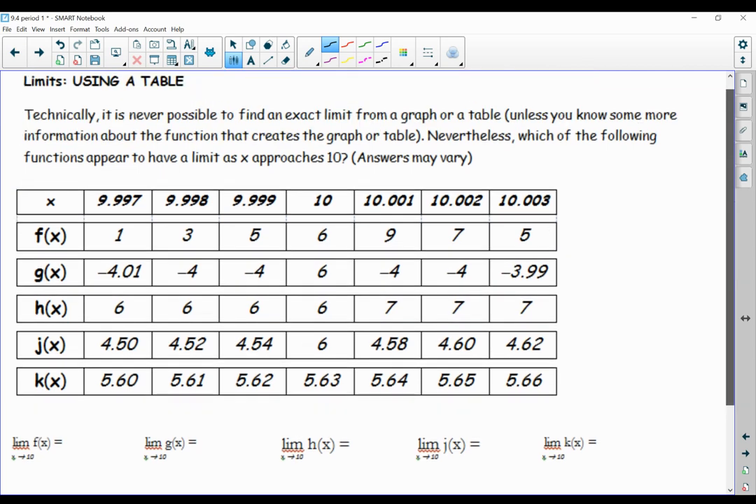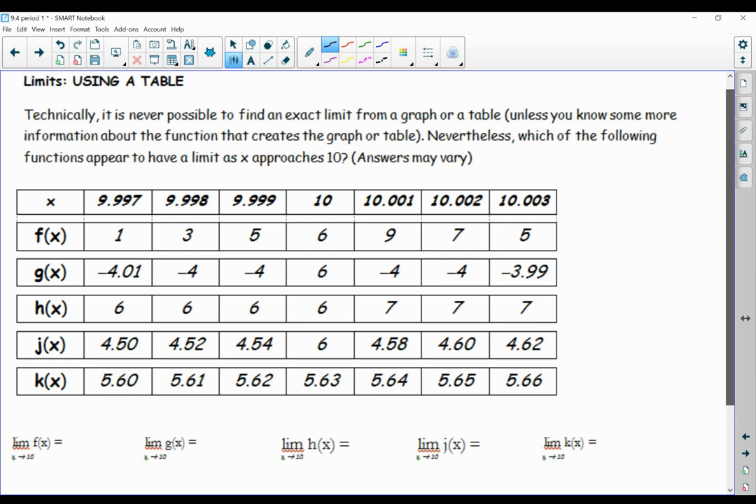Now, numerical. That's going to be anytime we use like a table. Technically, it is never possible to find the exact limit from a graph or table because we can't zoom in close enough unless we know something about what creates that function or table. Like if we had, for instance, an expression or a function, then we could figure out what the limit is based off the graph or the table. But if we don't, then we're just technically approximating. Nevertheless, we're going to assume that we can find the limit from these tables.